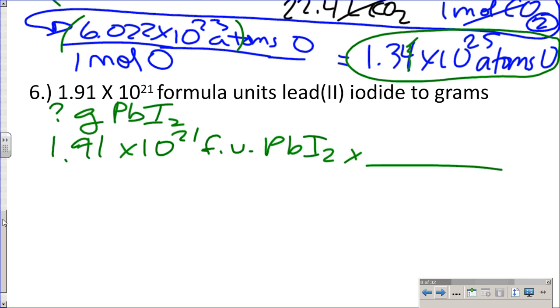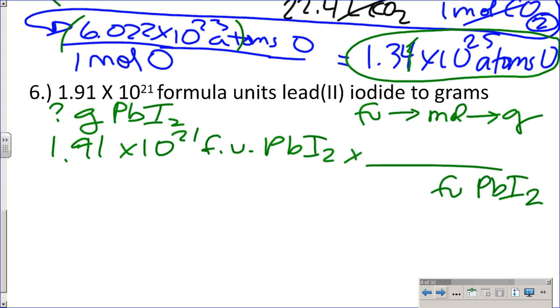Moles. So this one we have to go from formula units to moles, and then moles will get us to grams. So the first one, from formula units to moles, what comes to mind? Avogadro's number. So Avogadro's number, because that's a particle and that's a mole. And then to get from moles to mass, molar mass, yeah? Okay, so formula units go on top or bottom? Bottom. So formula units of lead 2 iodide.